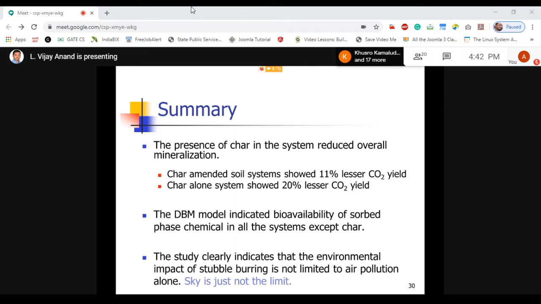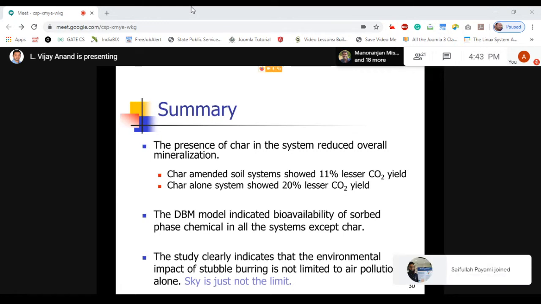So this study has an implication that stubble burning is not just limited to air pollution alone, right? It can impact the agricultural fields and the transport of contaminants in the subsurface. The pollution is not just limited to the sky. It's beyond that, and we have to look at the full picture.